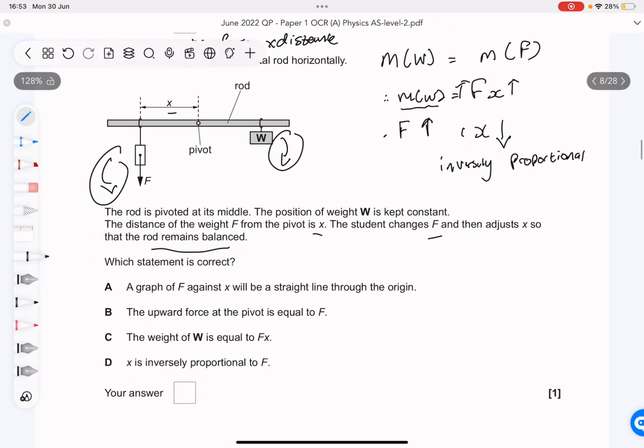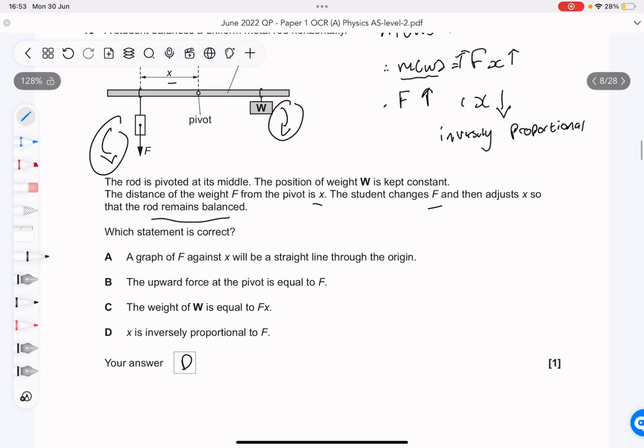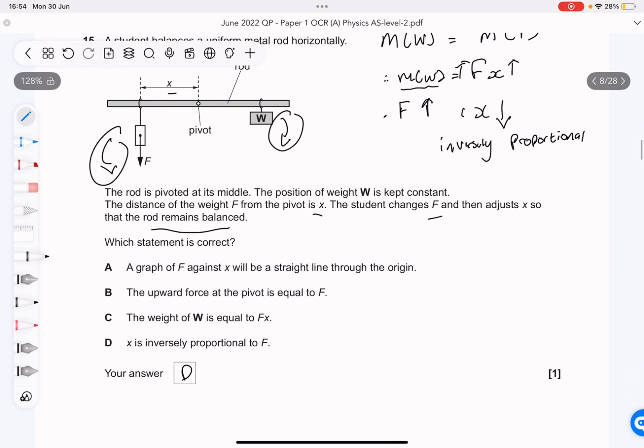And if you look at our answers, that is D, right? That corresponds to D. So D is the correct answer. Now, for example, A is wrong because A is saying that f over x will be a straight line through the origin. Well, if one increases as the other increases, then it's going to far outweigh the moment of the weight. So that's wrong, right?